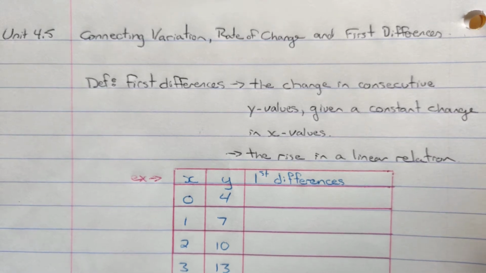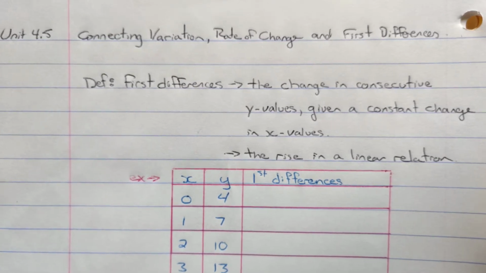So for the last part of this unit, we're going to take a look at connecting variation, our direct and partial, rate of change, and the concept of first differences. So first differences, and we're just kind of formalizing something we've already been working with. We've been working with these before. The first differences are a change in consecutive y values given a constant change in x values. It's the rise in the linear relationship.